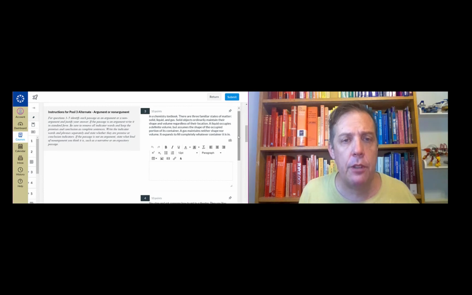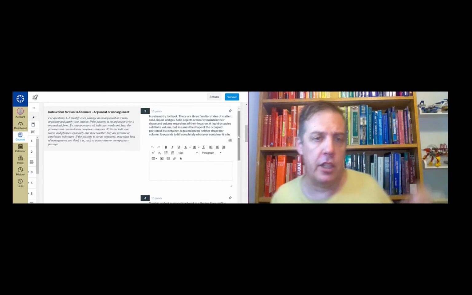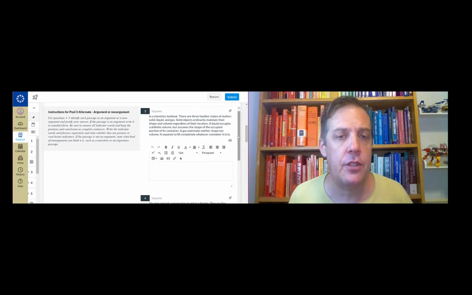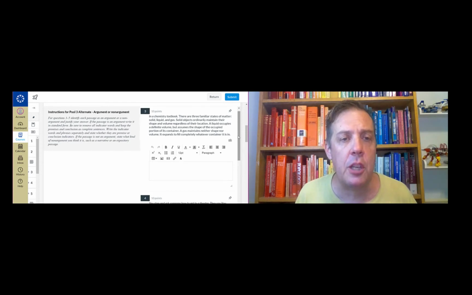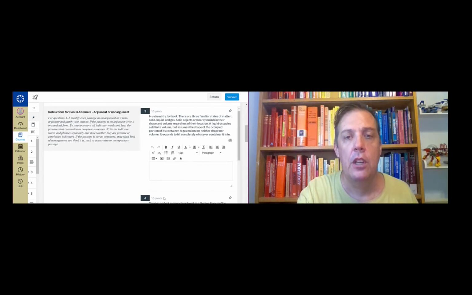For passages 3 through 5, identify each passage as an argument or a non-argument and justify your answer. If the passage is an argument, write it in standard form and remove all indicator words and keep the conclusion as a complete sentence. Write the indicator words separately and state whether they are premise or conclusion indicators. If the passage is not an argument, state what kind of non-argument you think it is, such as a narrative or expository passage. So for problem 3, we get this passage.